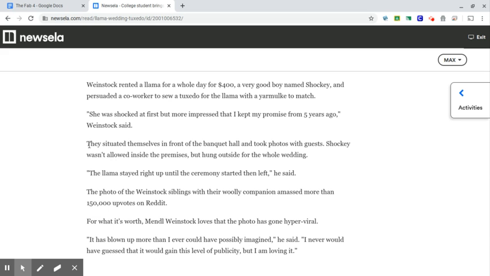They situated themselves in front of the banquet hall and took photos with guests. Before I go any further, I don't know what banquet hall means. I'm going to read the sentence again. I'll read the next sentence, and then we're going to go back up to the picture to see if we can figure it out. They situated themselves in front of the banquet hall and took photos with guests. Shocky wasn't allowed inside the premises, but hung outside for the whole wedding.